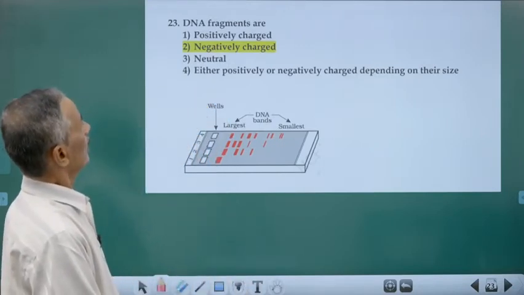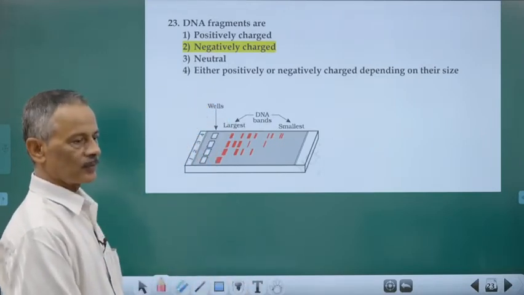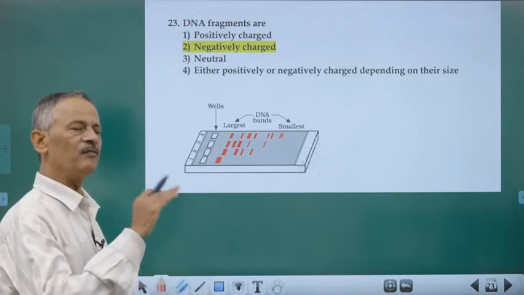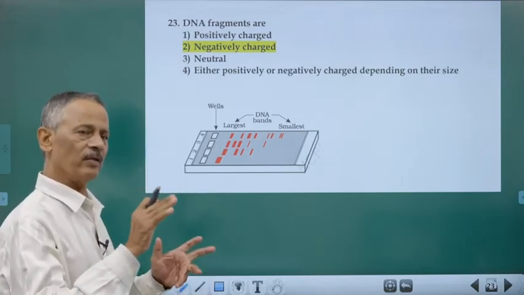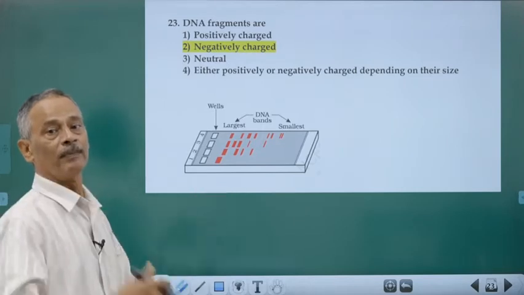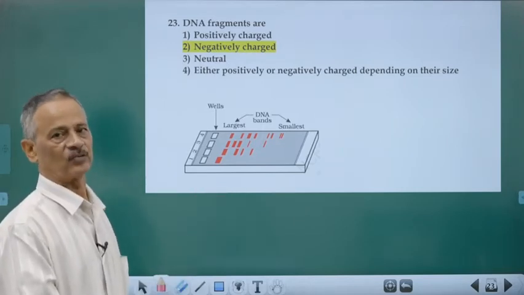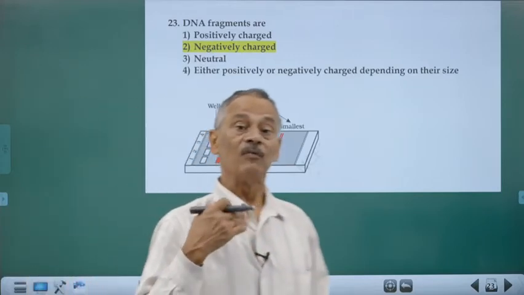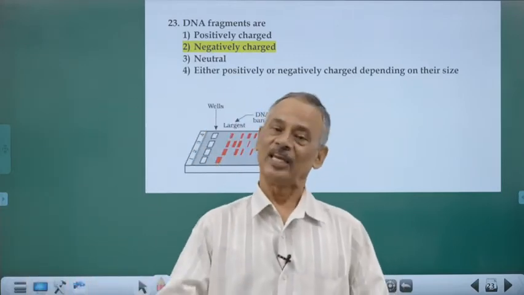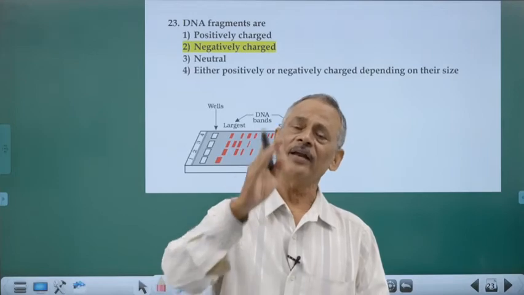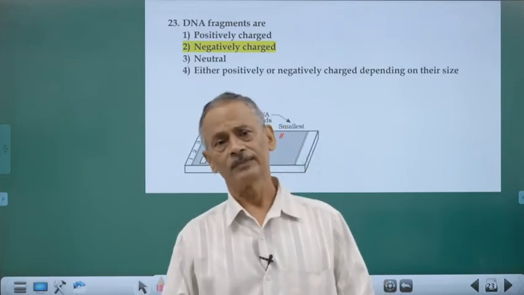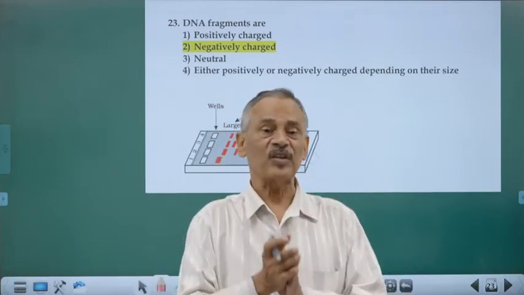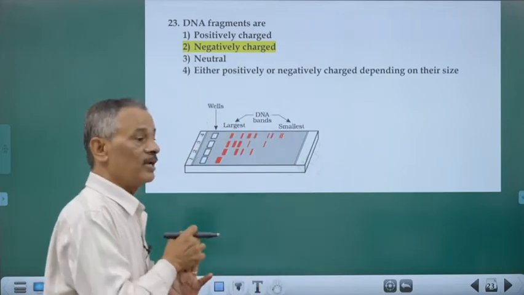Again, DNA fragments. We are cutting the DNA with a restriction enzyme. It will be cutting wherever there is a recognition site, a cutting site for that enzyme. It will not be cutting as and where we wish. It will be cutting only where there is a cutting site. And these pieces are separated based upon their sizes.